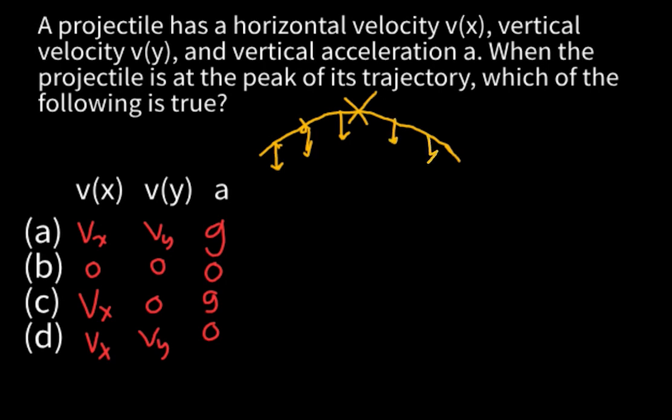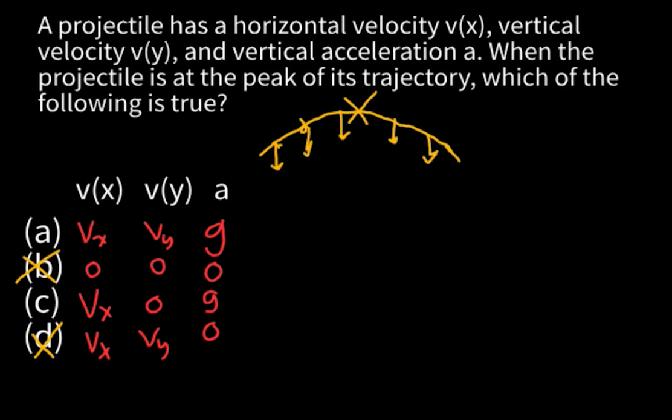So that means it has the same acceleration here, here, here, in the vertical direction acting towards the center of the planet. So that means it has to have an acceleration at that top point. So that rules out choices B and D.